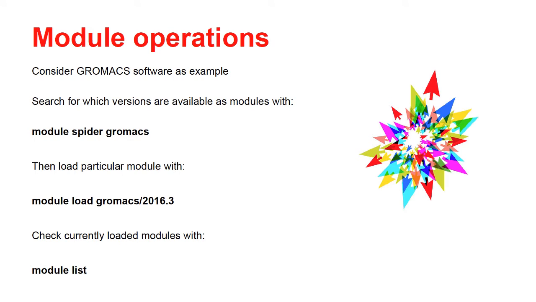So here is how you use modules in a nutshell. Let's consider Gromacs software as an example. To search for which versions are available as modules, please execute module spider gromacs. Then you can load a particular module with module load gromacs slash and then the module version. You can check which modules are currently loaded with module list.